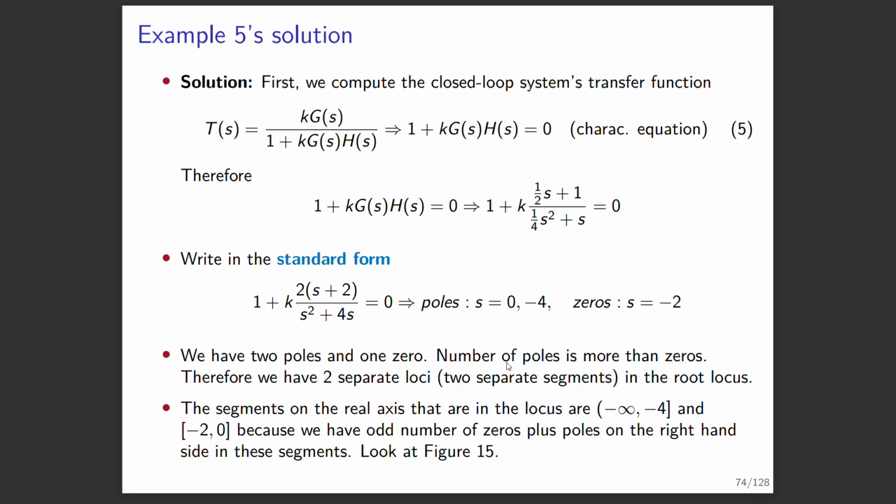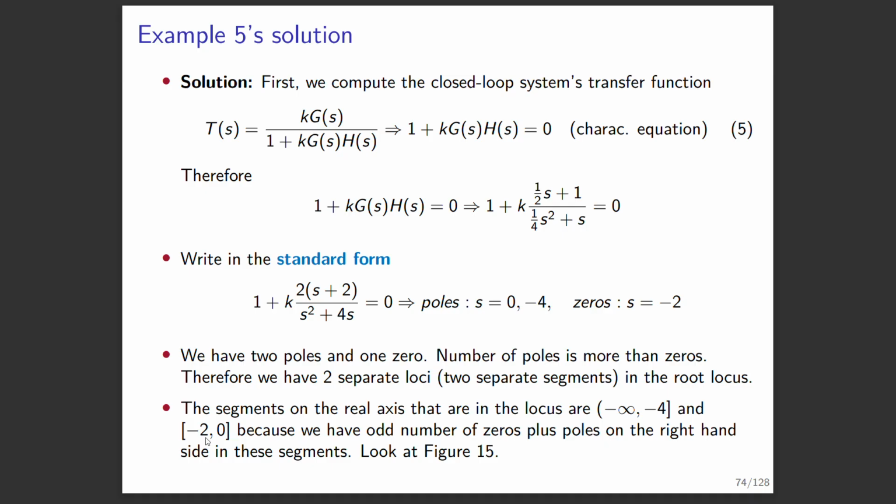Why? Well, look at the location of these three. So I have 0, negative 2, and negative 4. Remember, the segments on the real axis are in the locus if there's an odd number of things on its right hand side. So if I look at points on the right hand side of the origin, so from 0 to infinity, there's nothing on its right hand side. That's not an odd number.